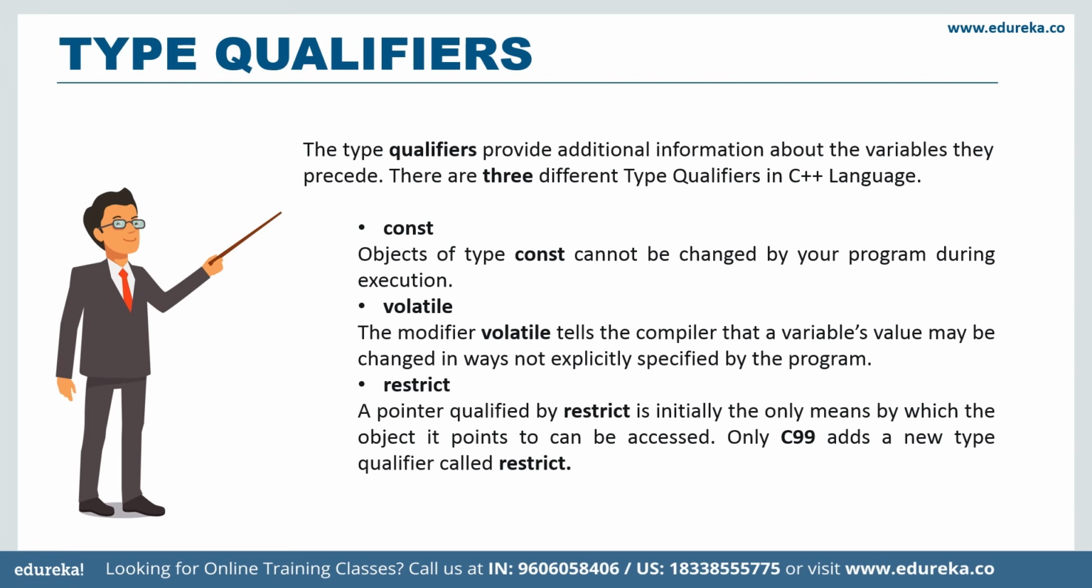Next we have volatile. The modifier volatile tells the compiler that a variable's value may be changed in ways not explicitly specified by the program. Then finally we have restrict. A pointer qualified by restrict is initially the only means by which the object it points to can be accessed. Only C99 adds a new type qualifier called restrict.